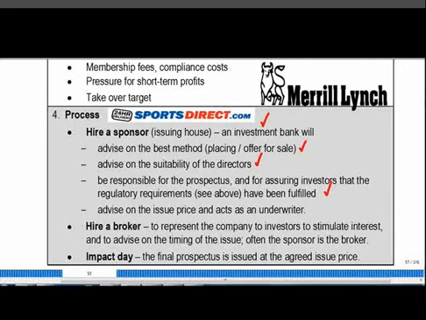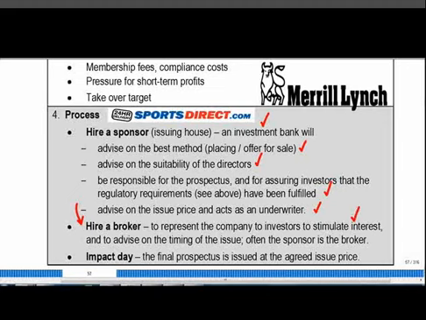Merrill Lynch also advised on the issue price, initially advising on a range of between £2.50 and £3.10, and then after the broker, which in this case was also Merrill Lynch, had spoken to potential investors, eventually deciding on an issue price of £3. The sponsor is often the broker, and they'll talk to investors, they'll do roadshows around the country, and they'll market the issue of shares to the new investors.